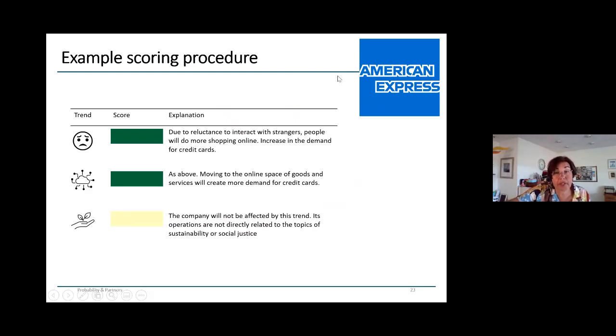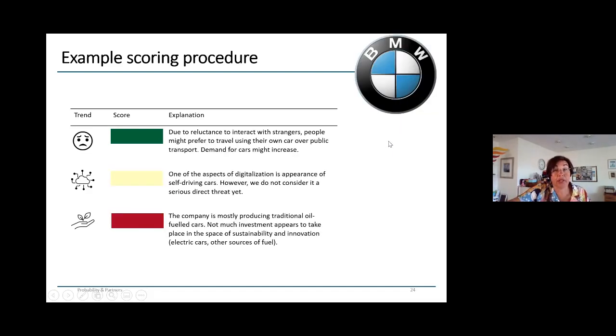example of scoring procedure. So the company would get a scorecard, and then the explanation of the scoring is given, some guidelines and our criteria according to which companies are scored. So here American Express, so the social distancing, the online thing contributes to them in a positive way. Now here is the BMW situation.